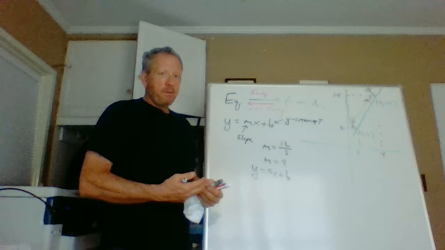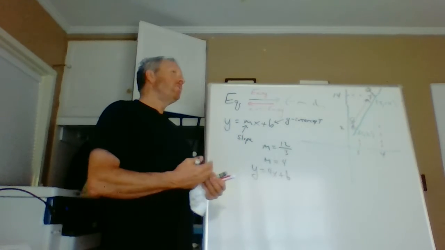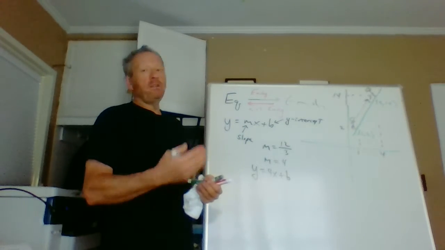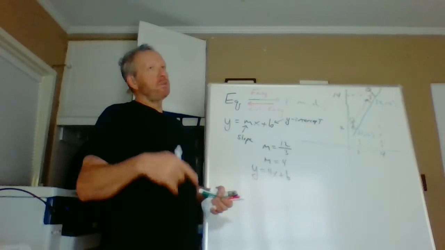What is the connection again between a graph and its equation? Any solution for the equation is a point on the graph. Any point on the graph is a solution for the equation.